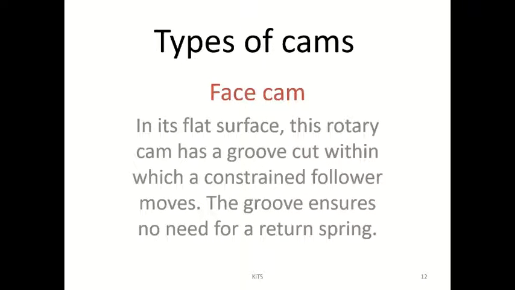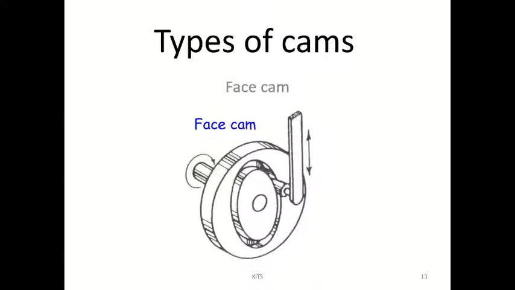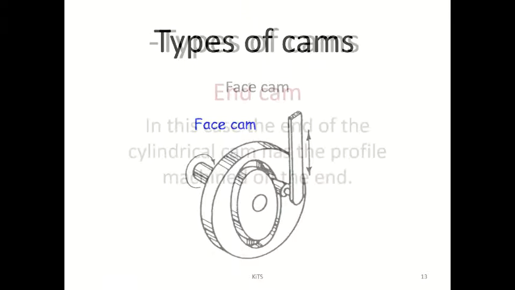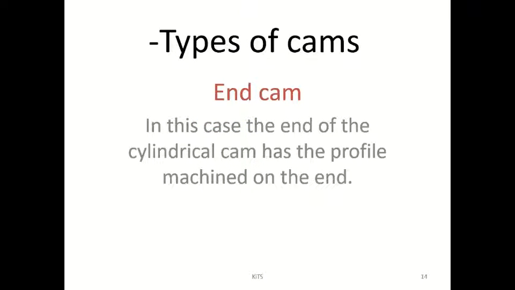Next one, face cam. The face cam will also look like the cylindrical cam, but the groove is on the side. In the cylindrical cam, the groove is made in the circumferential area. In the face cam, the groove is made in the face of the cylinder. So when the face cam rotates, this follower will move up and down. Last one is the end cam.